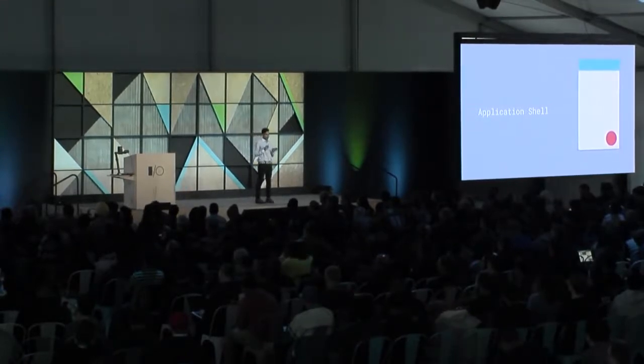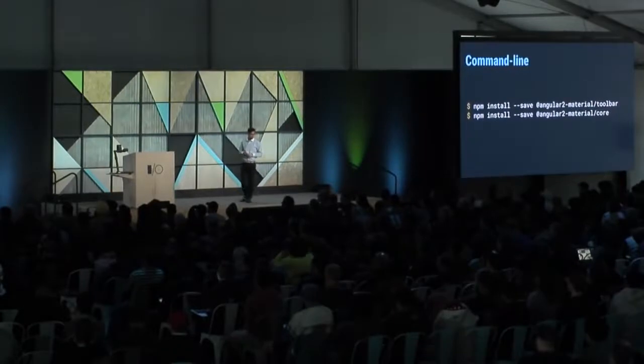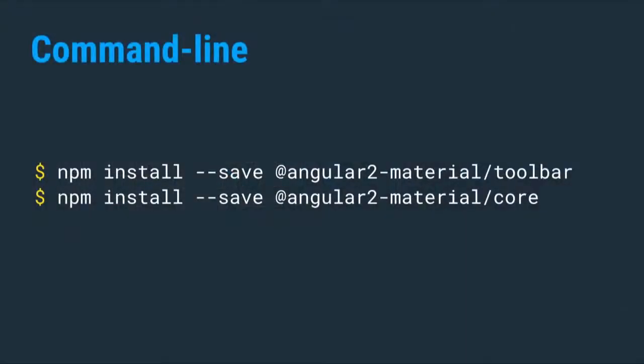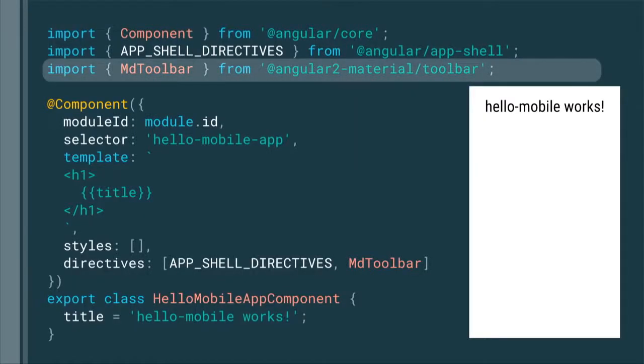So here, we're going to just use the main component that Angular CLI created for us to create our application shell. We're going to do something with Angular material. So let's say that we will just add a toolbar to this application. So we npm install the dependencies we need for this toolbar. And then we register the toolbar inside of our main Hello Mobile component in this case. So we see that we've got application shell directives that are going to help us with setting up the application shell. We've got our toolbar in place.